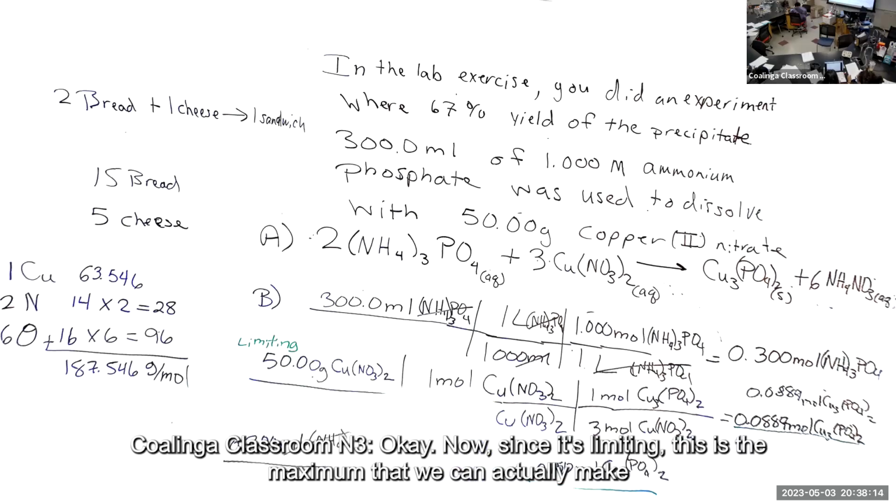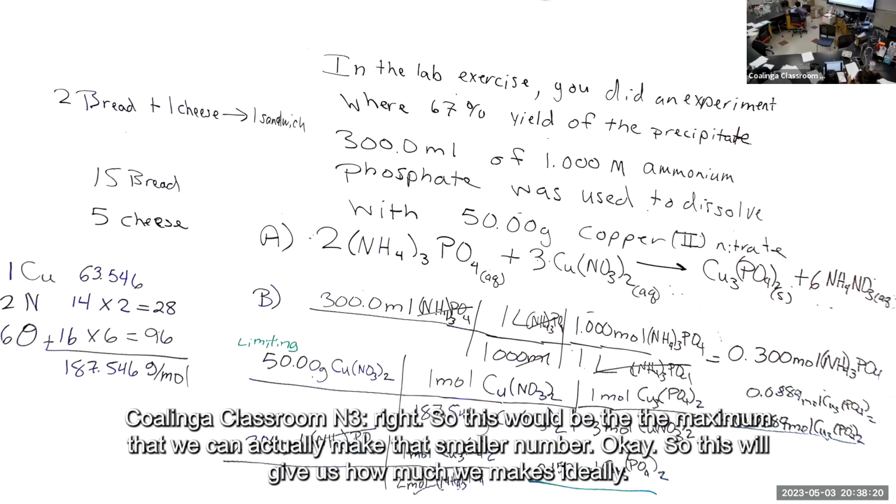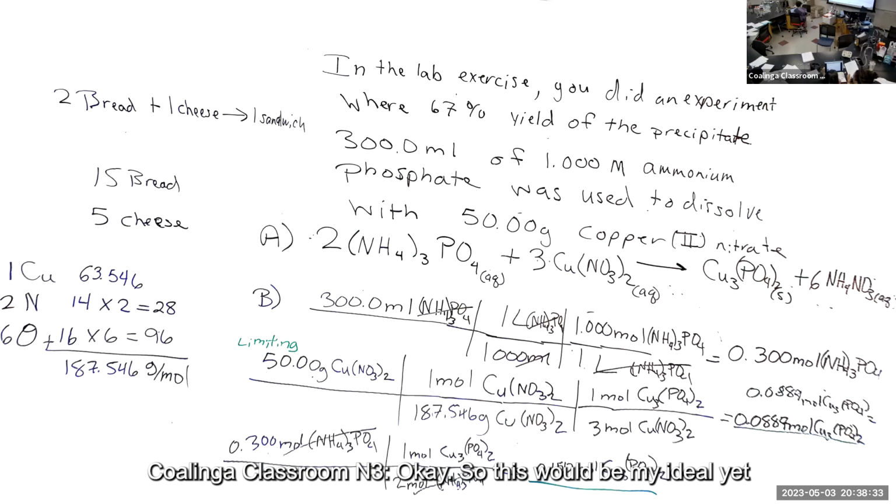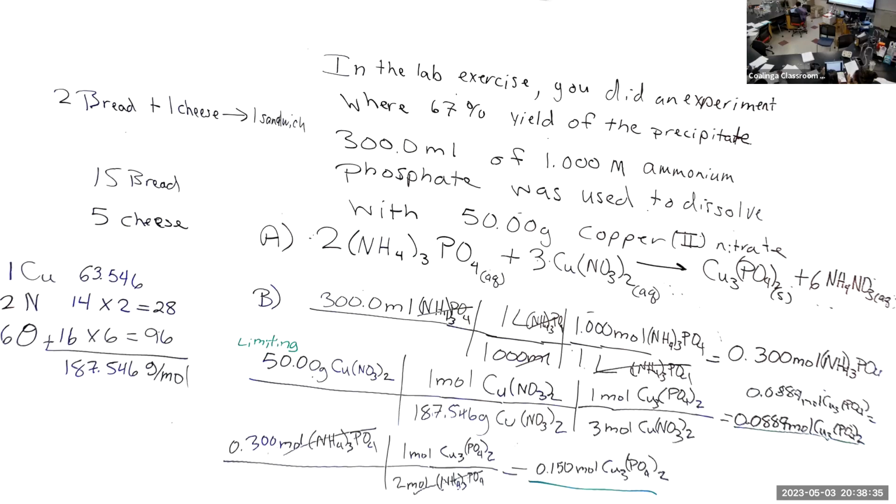Now since it's limiting, this is the maximum that we can actually make, that smaller number. So this would give us how much we could make ideally. This would be my ideal yield in moles.